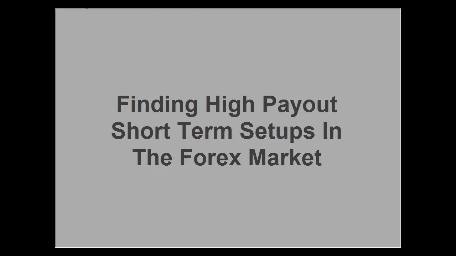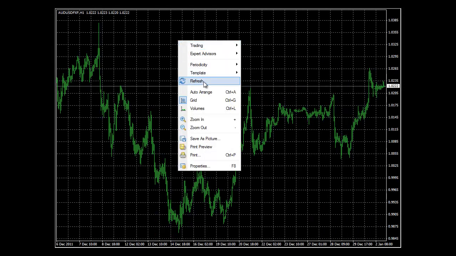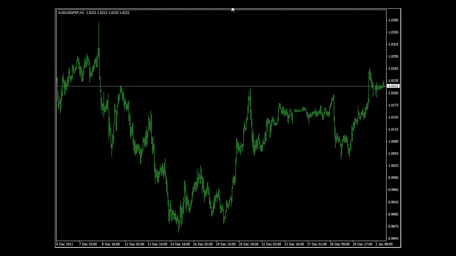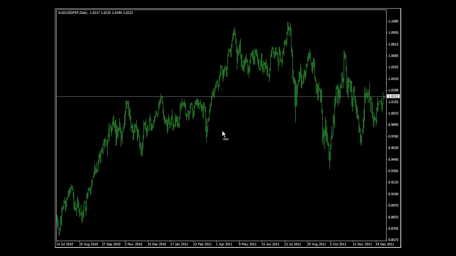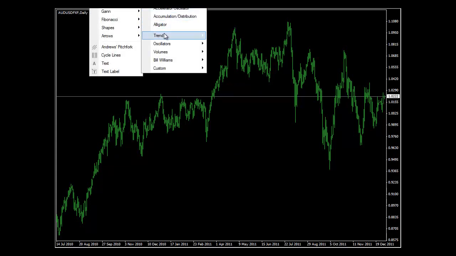Okay, so let's look at two pairs. We'll use one of my favorite pairs, the cable, and we'll look at the Australian dollar just to show it does work on other currency pairs. What I'm going to do is pull up a daily chart, and we're going to plot two moving averages.